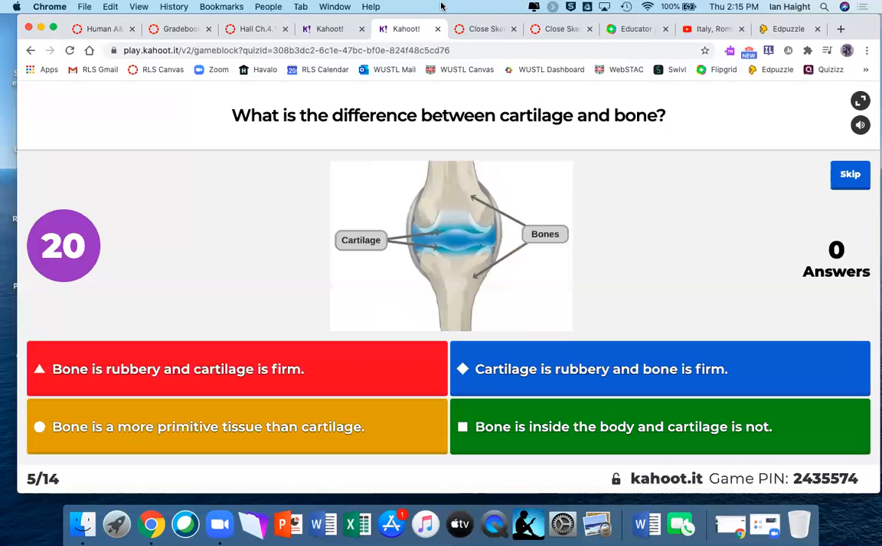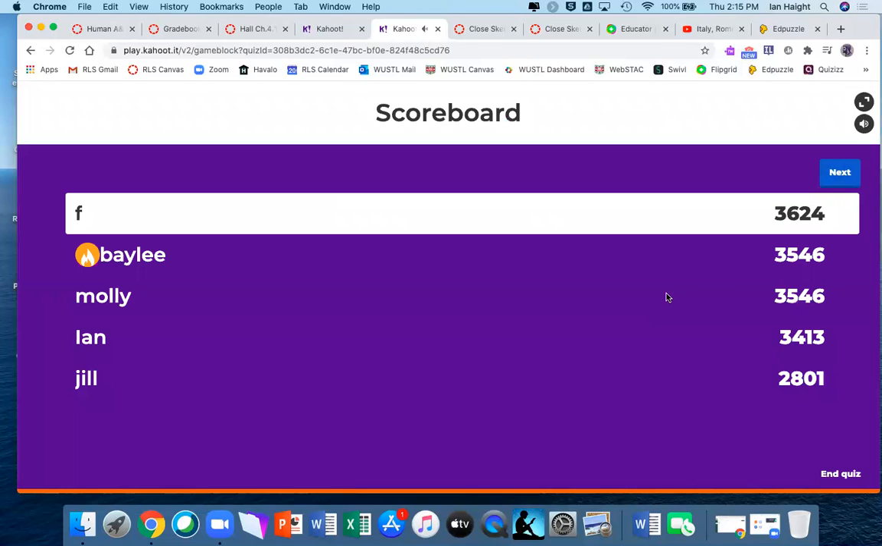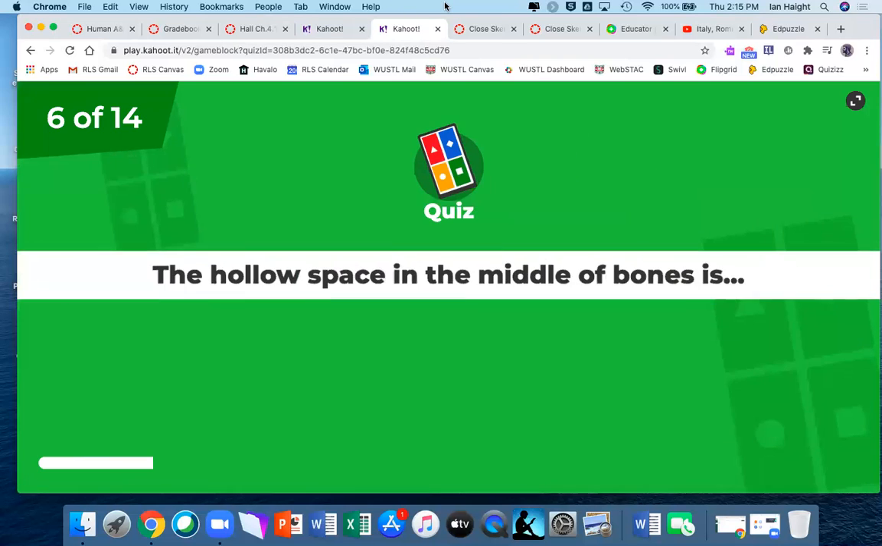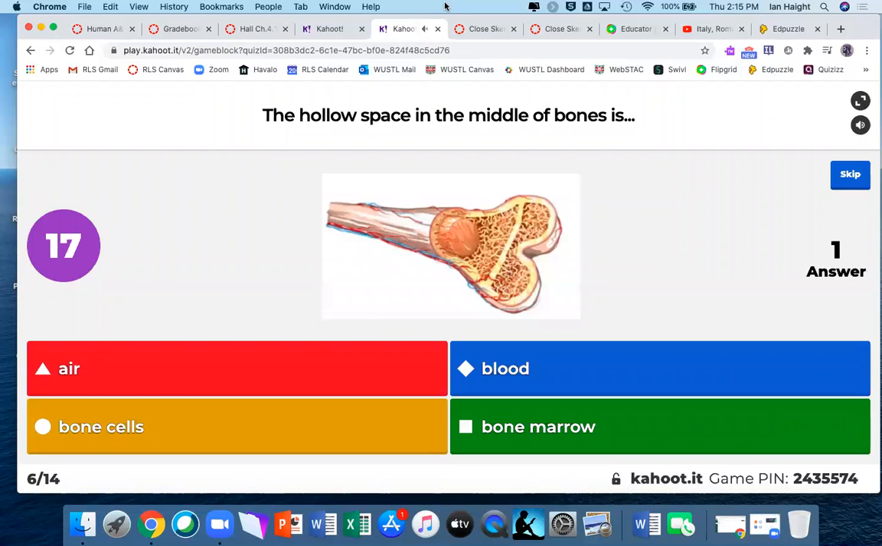What is the difference between cartilage and bone? Awesome. Cartilage is rubbery and much softer. Bone is firm and ossified. All right, Garrett Fernandez still in the lead. I assume that's who F is. The hollow space in the middle of bones is... Kind of a tricky one.